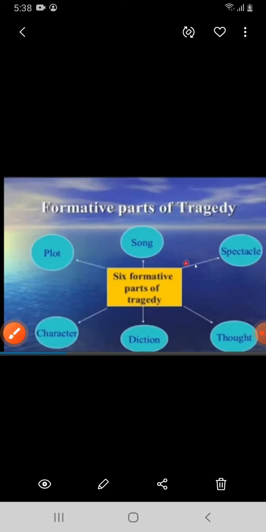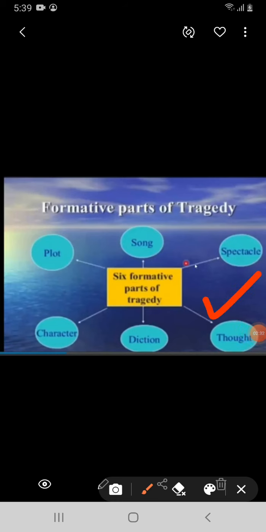Then there comes the next one, and this is character. In Poetics, Aristotle uses another term for the character of a tragedy, and this term is dramatis persona. It means that characters are the different men or women who are included in a tragedy. These characters are those men and women, or dramatis personae, who are engaged in some sort of action.